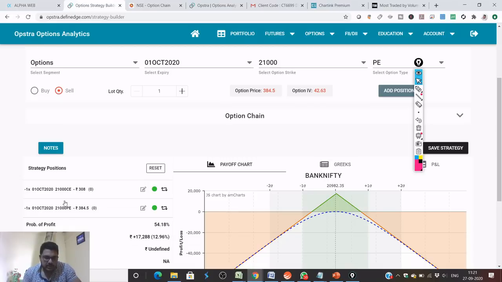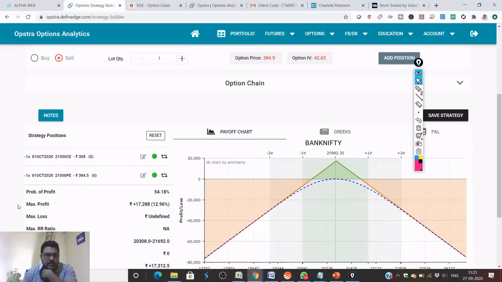That means on this 300, you're going to put a stop loss of 150 rupees, so 300 plus 150, that means 450 is your stop loss. Here 380 plus 150, that will be your stop loss, so that will be 534. So keep a stop loss like that. If the market runs into that position, then you have to exit that position or adjust that position.